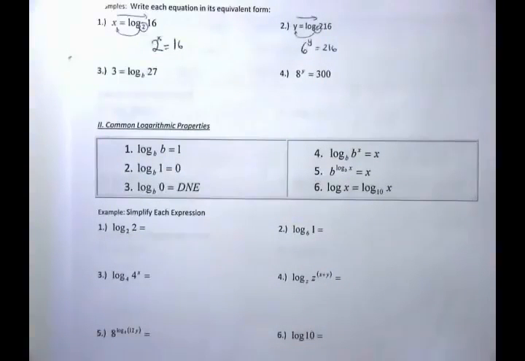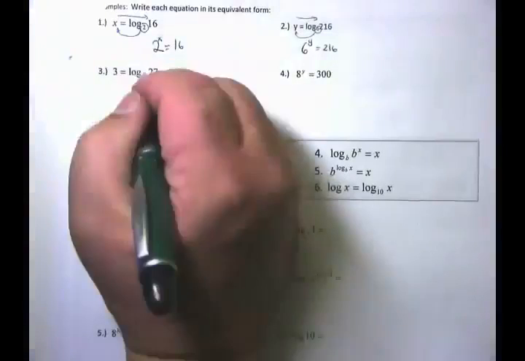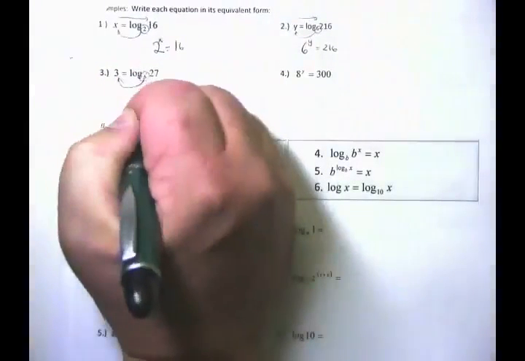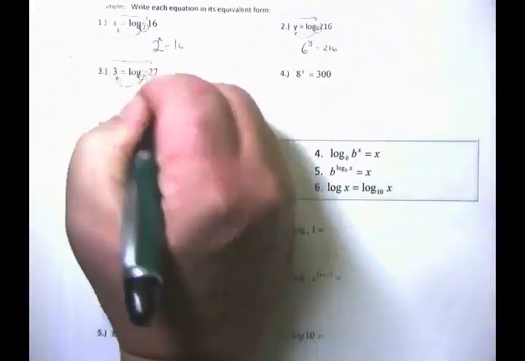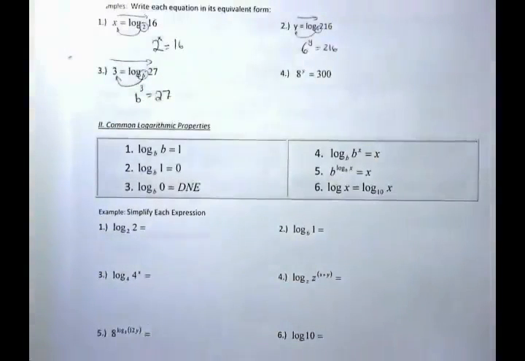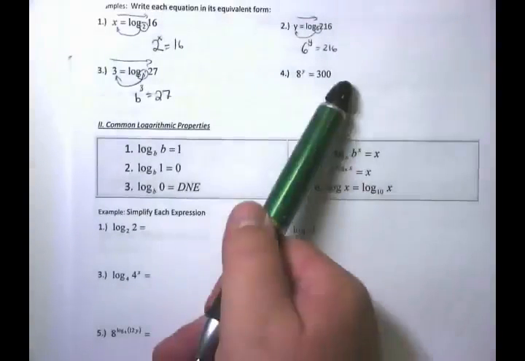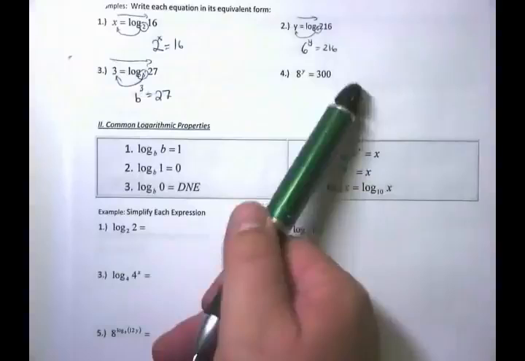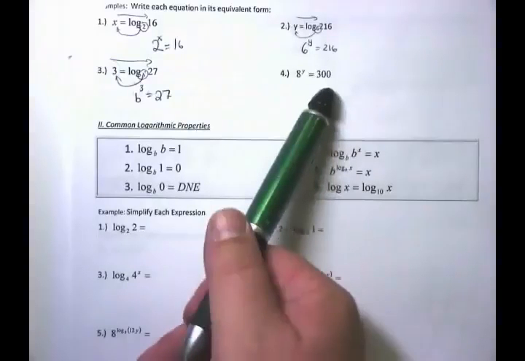3 equals the log base b of 27. Well, rewrite it. What's your base? B raised to the third power equals 27. If you don't like logs, you have the ability to rewrite it. But sometimes you want to have an exponential equation and you want to write it in log form.